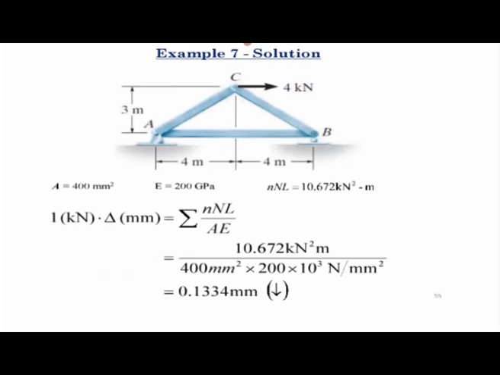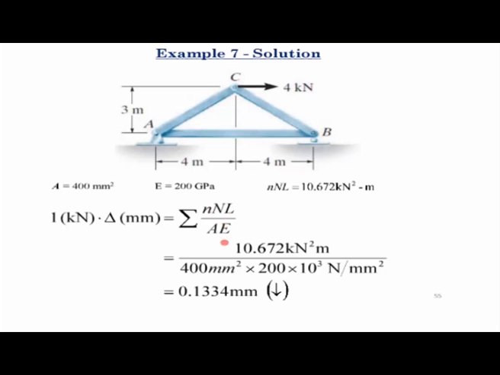Now that has to be divided by AE for all the members. A was given as 400 millimeters square, E was given as 200 GPa, which is 200 into 10 to the power 3 Newton per millimeter square. So if you put that, 1 times the deformation of the truss at C in the downward direction due to the external load is equal to the summation of nNL over AE.